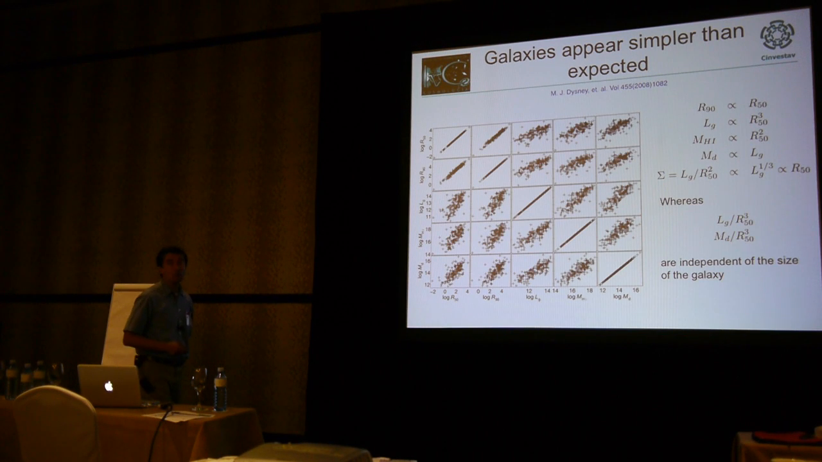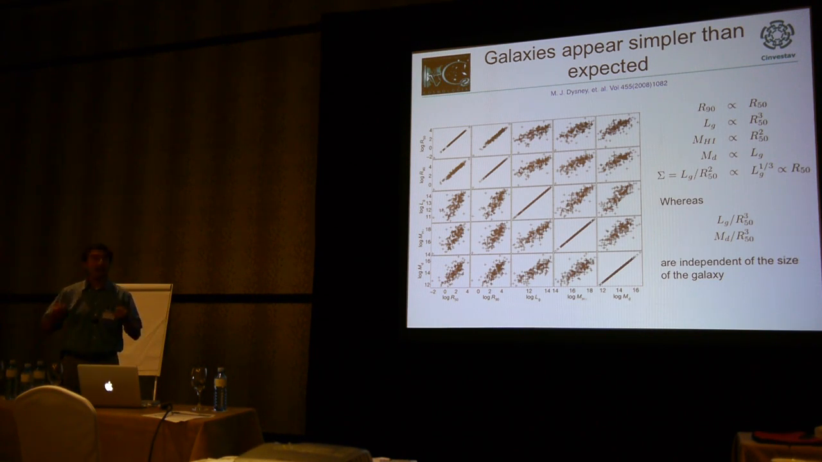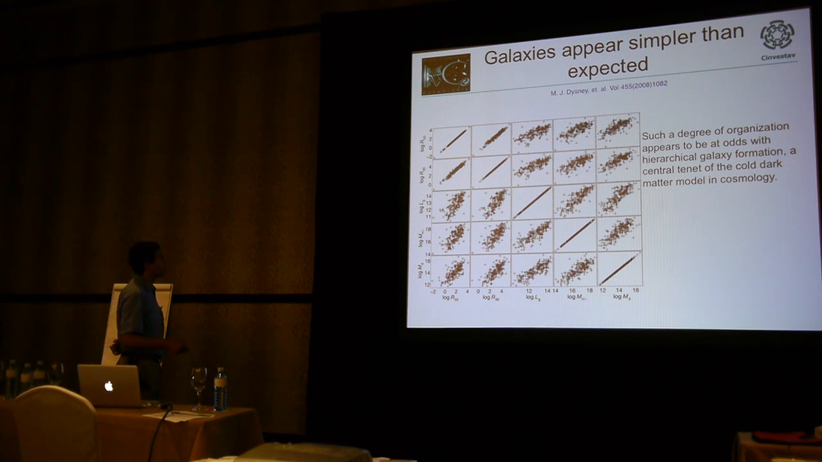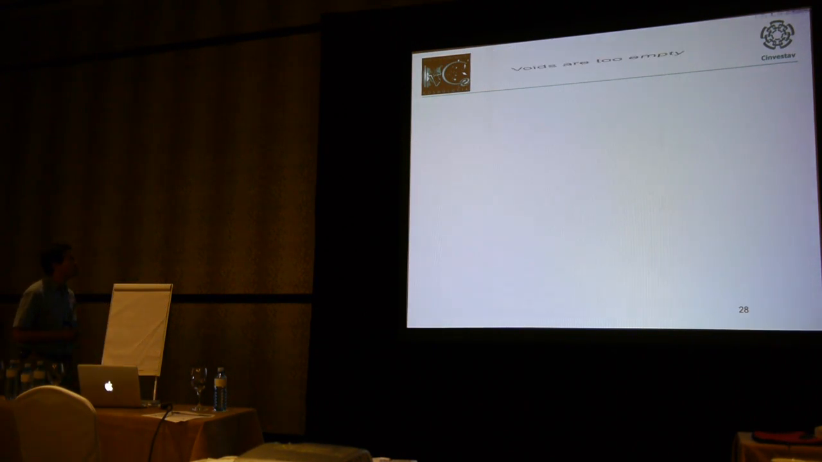But now this is a problem. Why? Because the galaxies were formed by hierarchy. That means by collisions. After many collisions, after this hierarchy, the galaxies should not all be the same, all related. Therefore, they came to the conclusion that such a degree of organization appears to be at odds with hierarchical galaxy formation, a central tenet of the cold dark matter model in cosmology. Maybe, but this is only one observation, and it is not the only one.